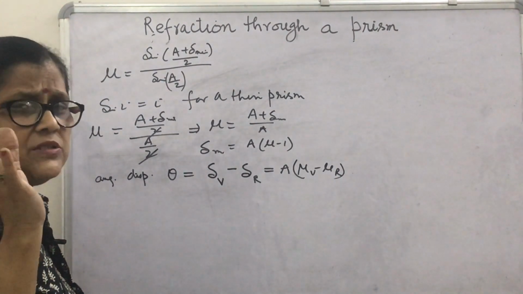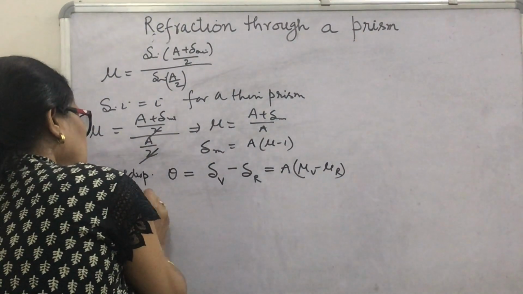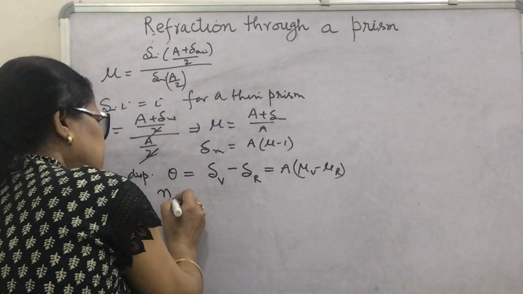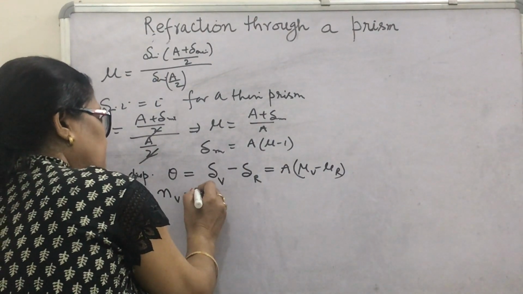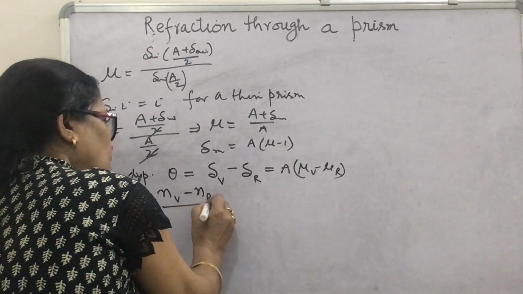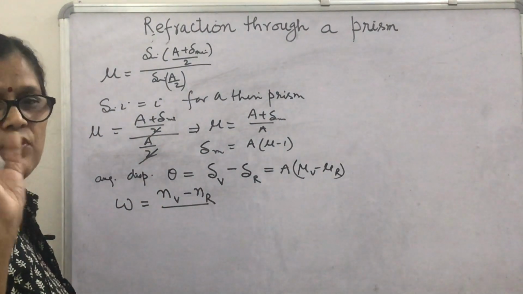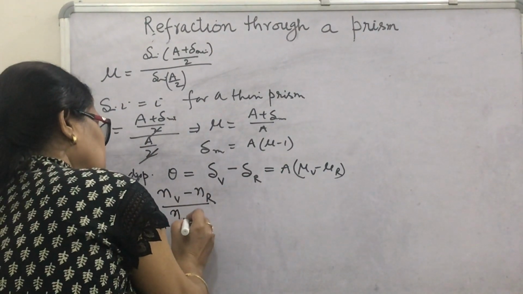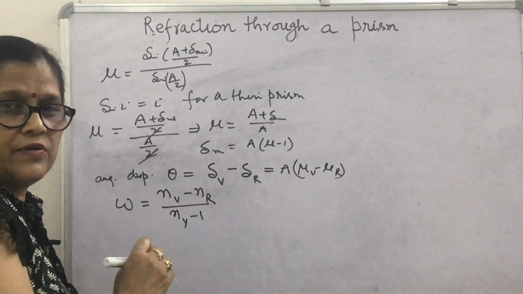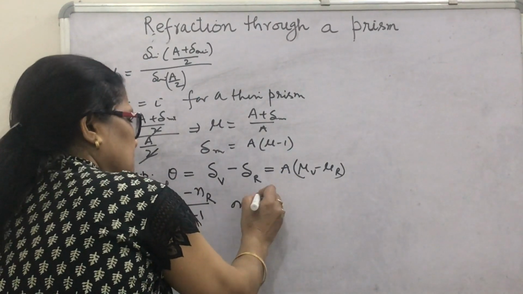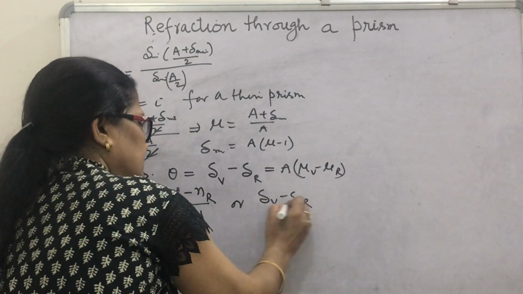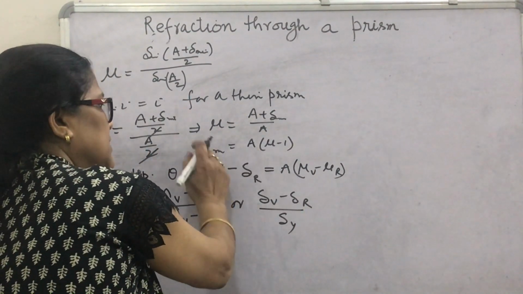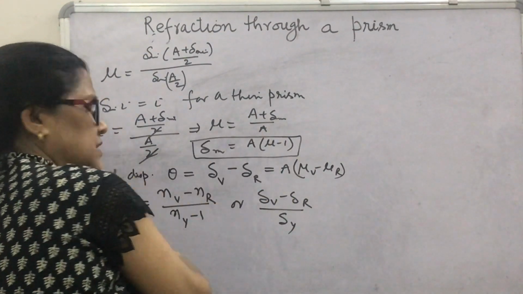Similarly, another term is dispersive power. This is denoted by omega. How is it derived? It is the refractive index for violet color minus the refractive index for red color, upon the refractive index for yellow color, the mean color, minus 1. This is the formula for dispersive power, or in general it is given by this relation upon this. If these relations are written using this one, you can find this relation.